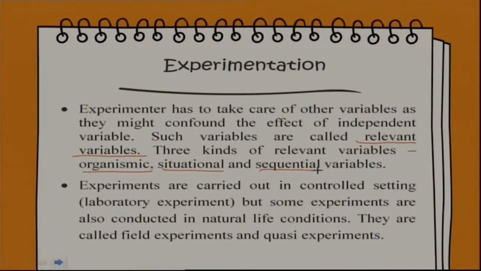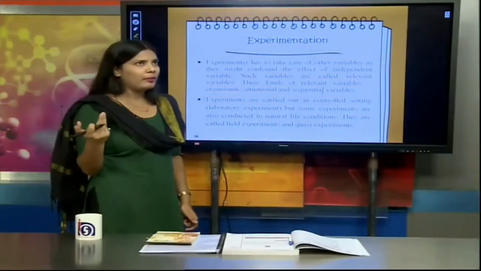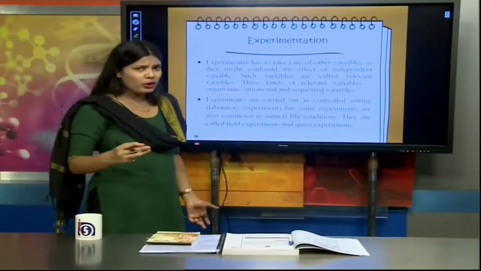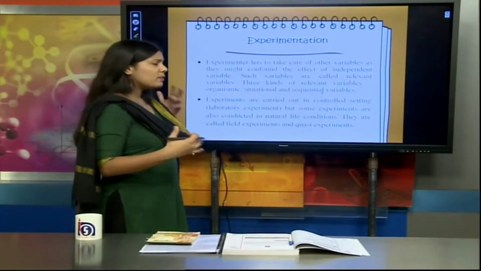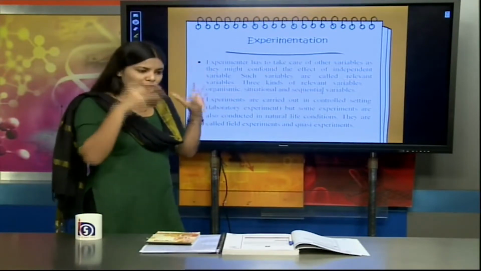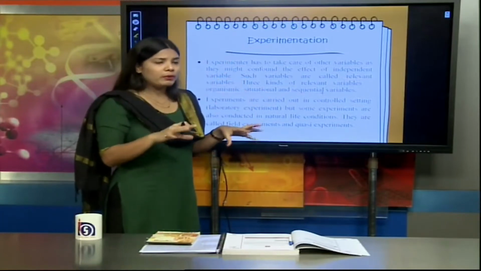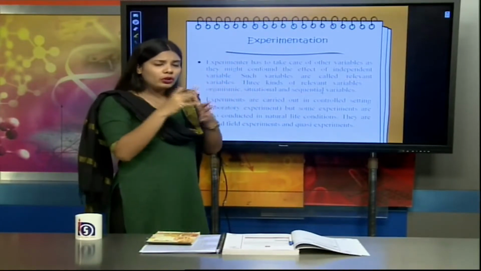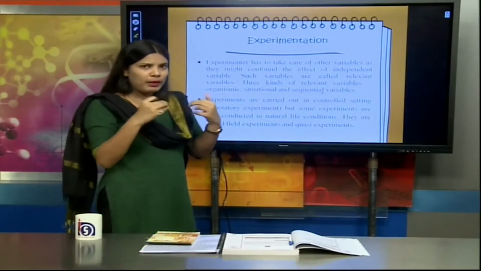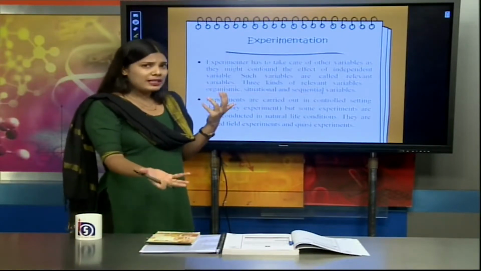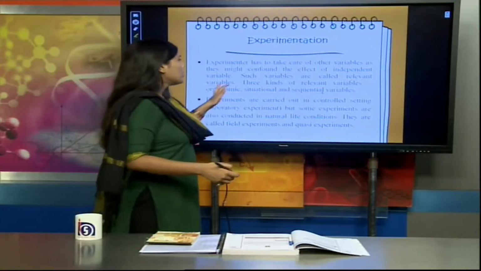Next is situational: in what kind of situation you are doing the experiment. Say if you are doing the experiment in a very chaotic environment, where there is a lot of noise and sounds coming in, then the subject's mental state will be influenced, because they will not concentrate on the experiment or the task that they have been assigned properly. So this is situational.